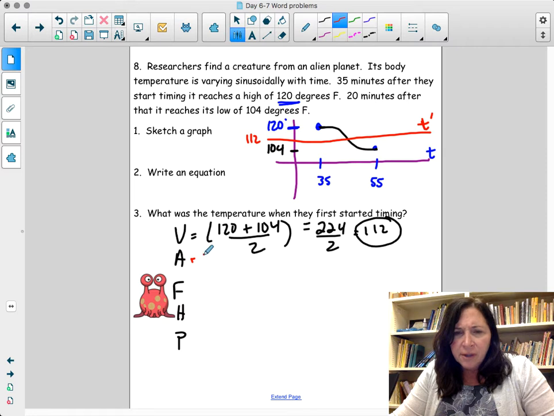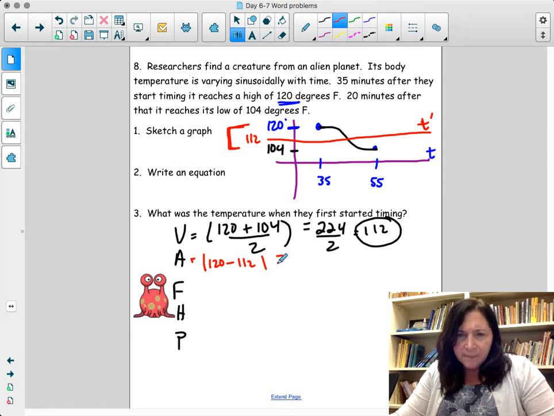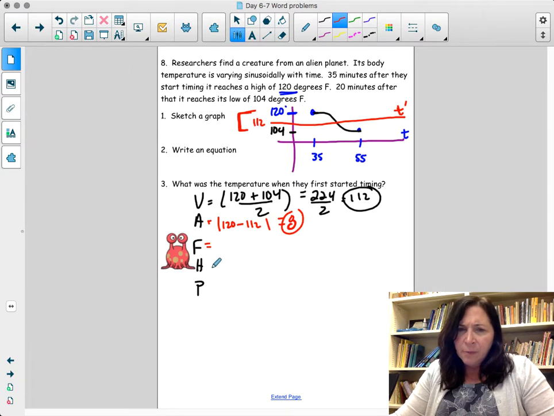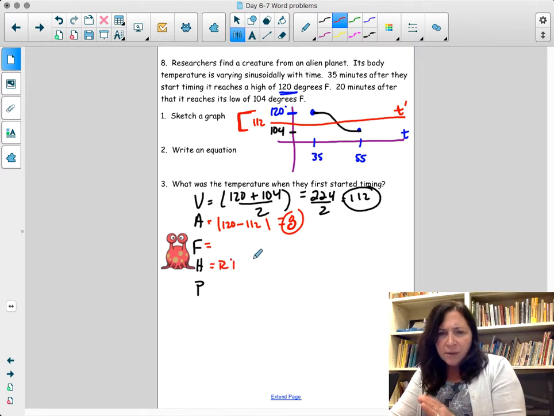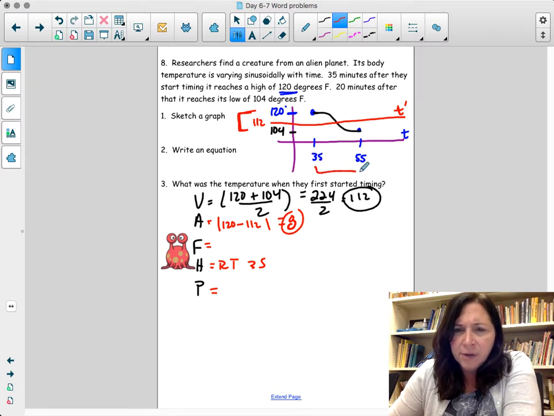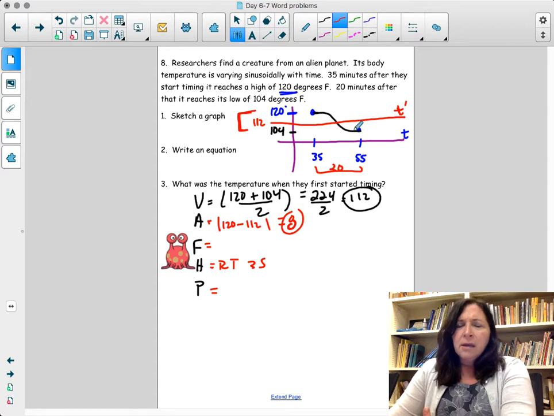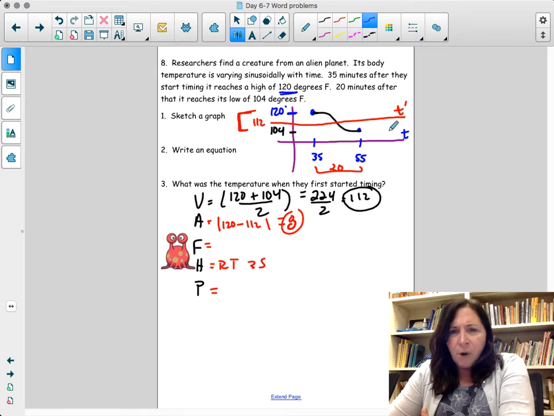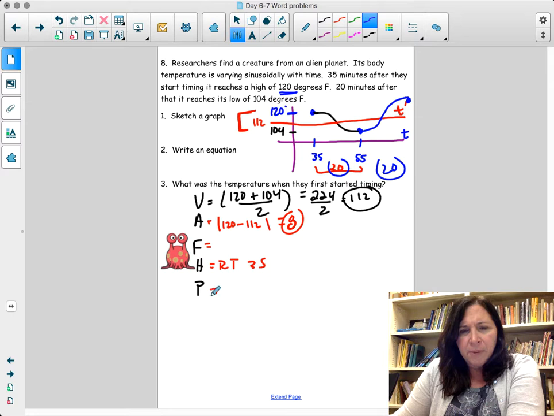To find my amplitude, it's the absolute value of this distance right here. So we're going to go 120 minus 112, 8. Okay, so there's my amplitude. My frequency is last. Horizontal shift over right 35. And my period, so what I know is that the distance from here and here is 20 minutes. But as you know, that's only part of my graph. My graph still has to end high, being cosine. Starts high, ends high. So therefore, 20 plus 20 is 40 minutes. Okay, so my period is 40 minutes.